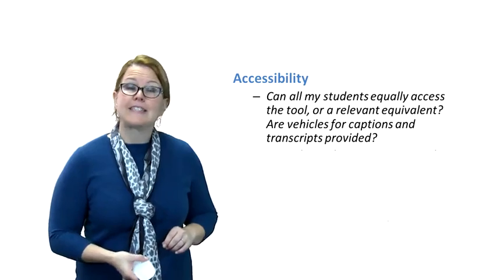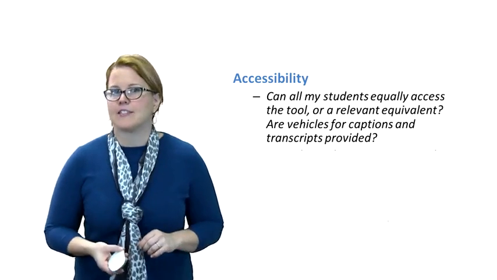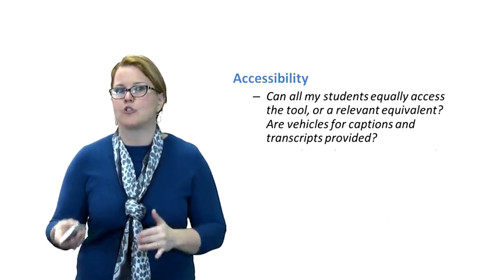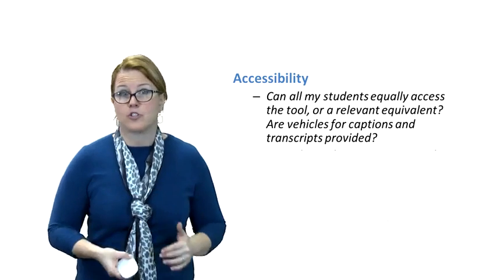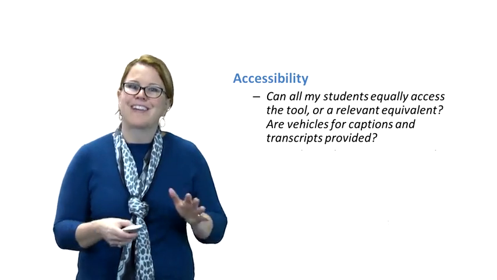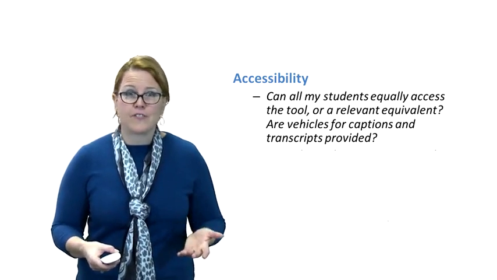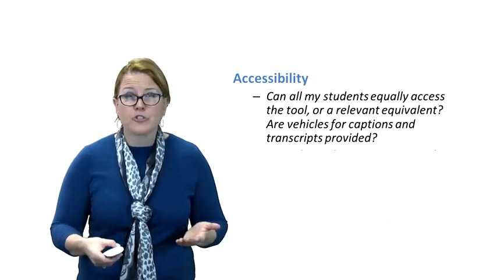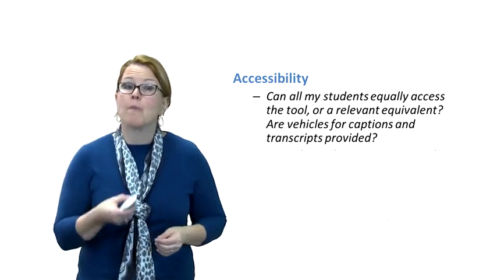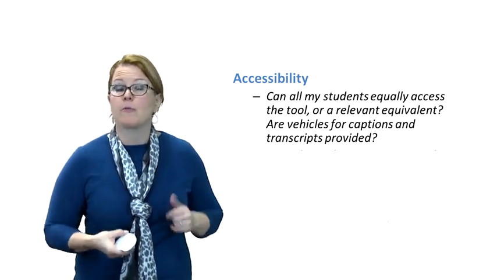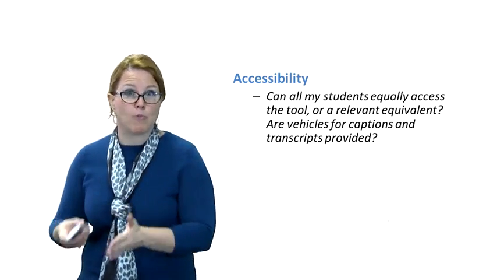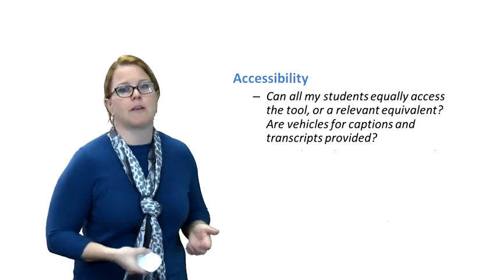The third category is accessibility. In this case, you want to make sure that your students can as equally as possible access the tool or a relevant equivalent to the tool. So you need to ask yourself that. Knowing your student population, can they get to it? If it's internet driven and you are in a country where internet access is not pervasive in students' homes, but mobile technology is, there are a number of African countries that is the case, then perhaps you want to make sure you're using a mobile tool as opposed to an internet-based tool.